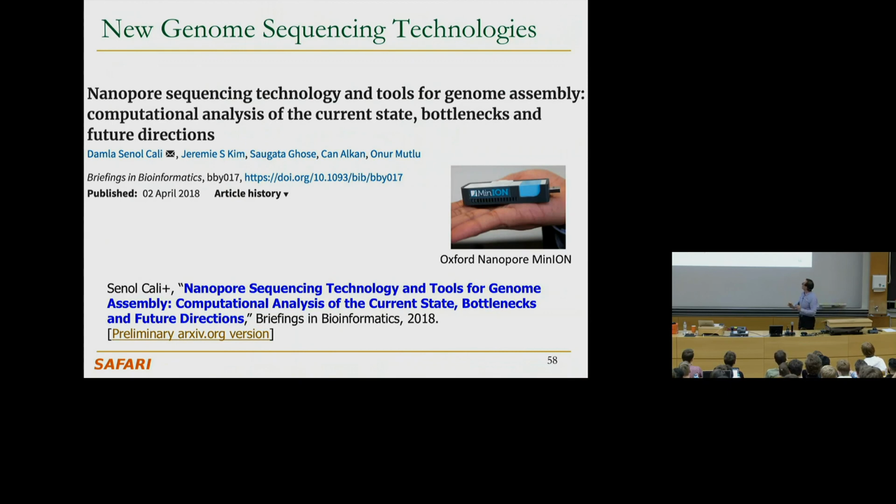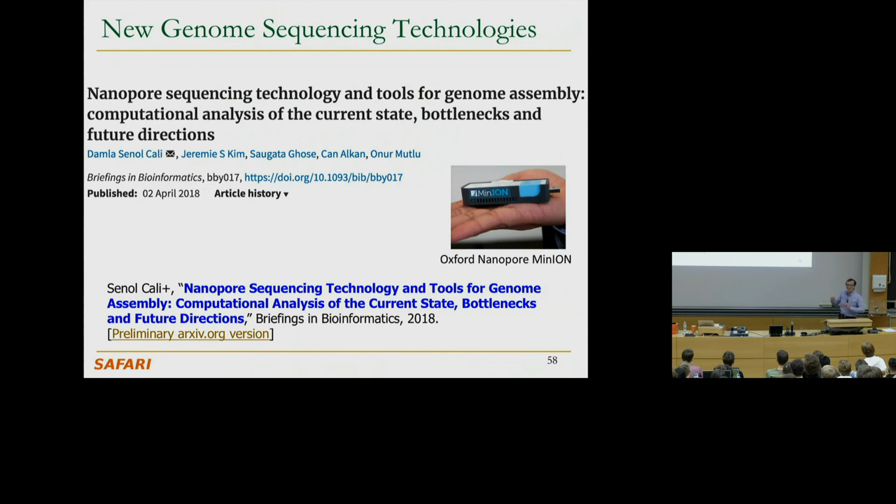Anyway, I'm not going to go into more detail, but you can see that with this device you can now sequence a lot of genomes relatively easily, relatively cheaply. And people are actually using these devices to sequence different viruses, for example, Ebola, whatever you can think of, right? And this is generating a lot of data. And this is actually a very interesting workload.